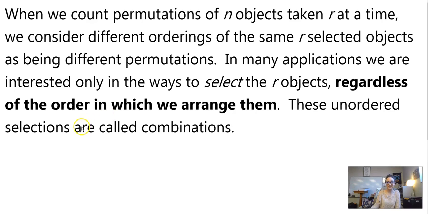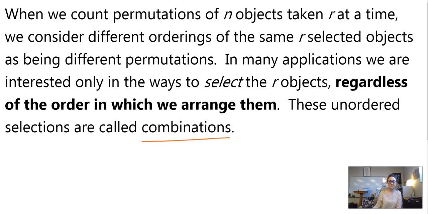All right, so we talked about permutations. Let's talk about something called combinations now. So this is when the order does not matter. So let's read here. It says, when we count permutations of n objects taken r at a time, we consider different orderings of the same r selected objects as being different permutations. But in many applications, we are interested only in the ways to select the r objects, regardless of the order in which we arrange them. These unordered selections are called combinations, okay?